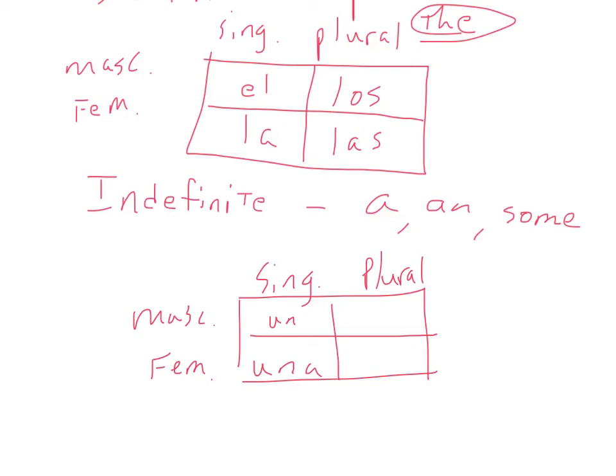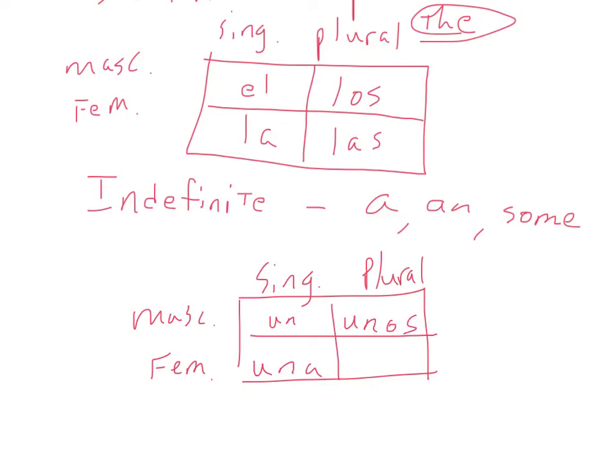Okay, it's not definite, it's not the, but some. So I need some books. Not I need the books, but I need some books. Now, if you follow the rule for making nouns plural, un would become unes, but that's not what we do. Instead, it's unos. Unos.